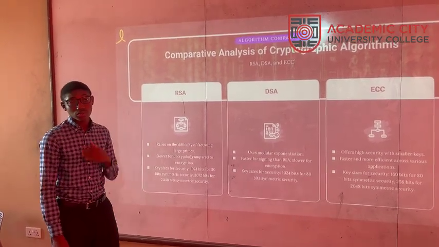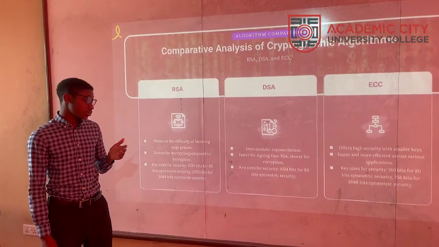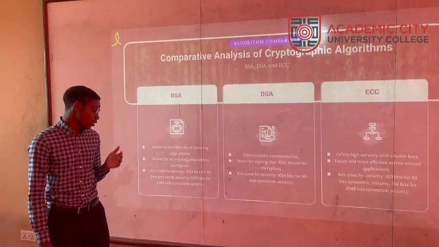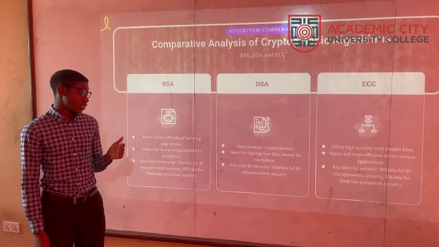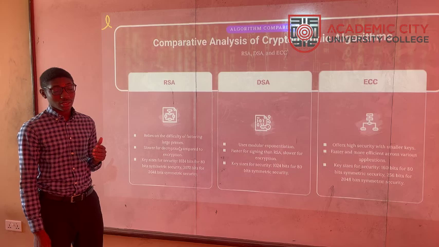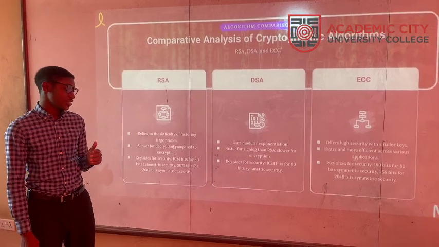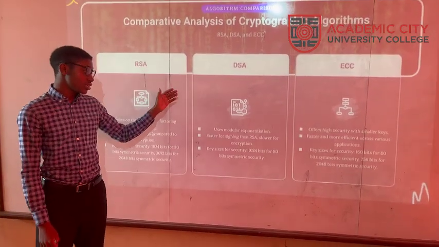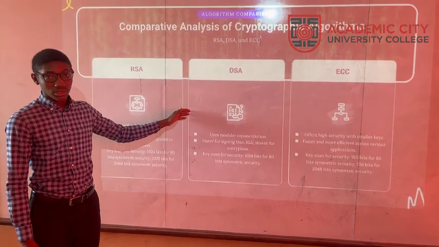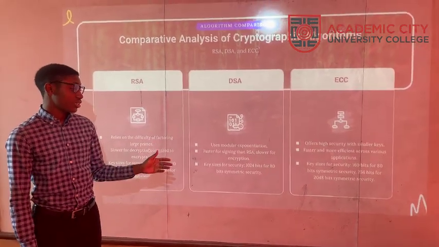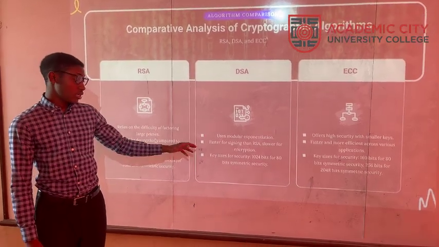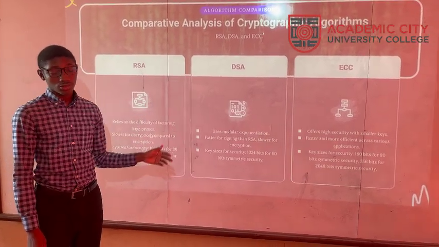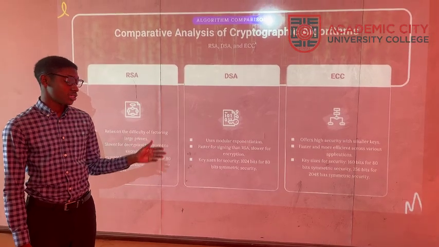Usually it uses 1024 bits for 80 bits of symmetric security, and 3072 bits for 128 bits of symmetric security. Then DSA uses modular exponentiation, and it is faster for signing than RSA, and slower for verification. The key size for security is 1024 bits for 80 bits of symmetric security.